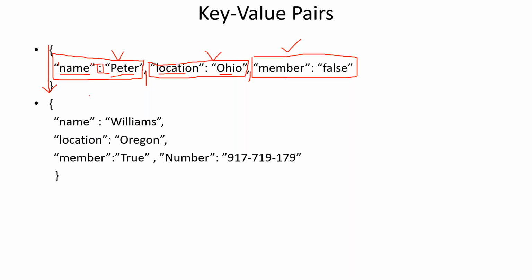In the first object, I have picked up three key value pairs: name, location, and membership. In the second, I have picked up four values. Starting with the key name, Williams; location, Oregon; membership, true; and the number I have added.